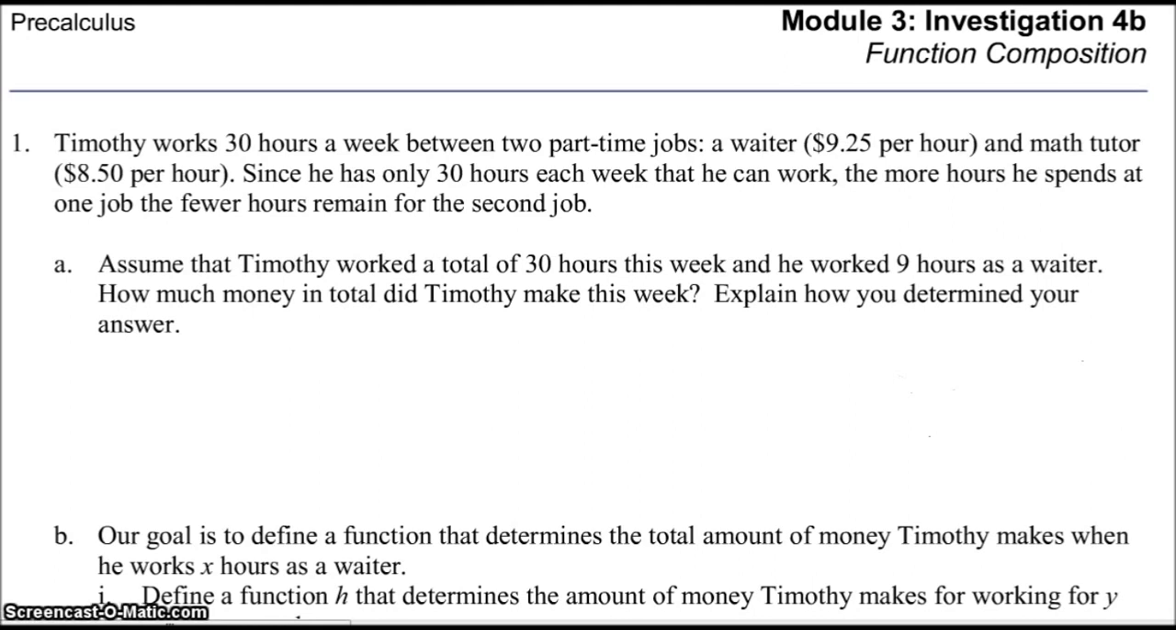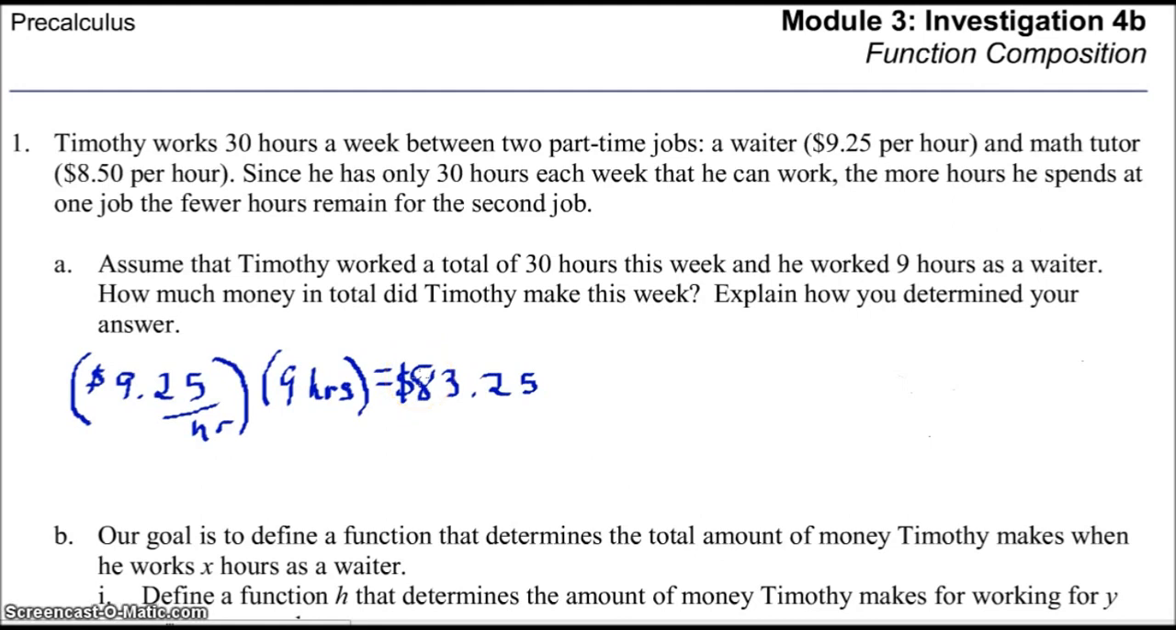But first of all, since he's worked 9 hours as a waiter and he makes $9.25 per hour, we simply have to multiply those amounts to figure out how much money he made as a waiter. So $9.25 times 9 is $83.25. We've talked about this before. If we take a rate, the number of dollars per hour, and multiply by how many hours, if you want to think about this as the hours canceling, so you're left with dollars for your units, you can do that.